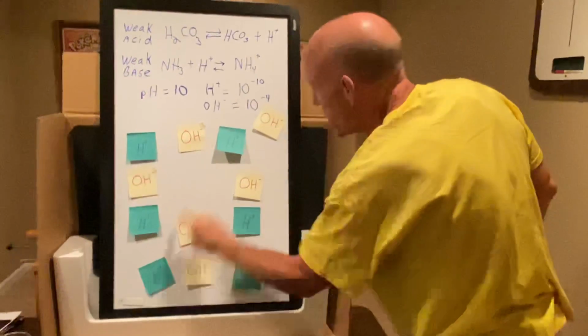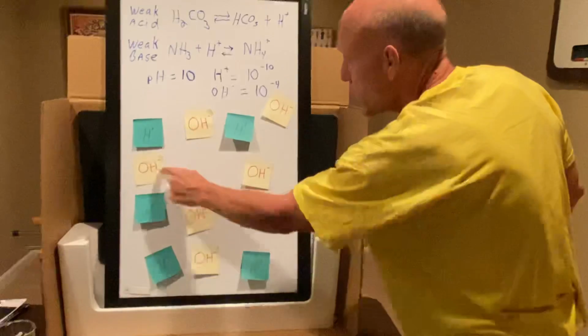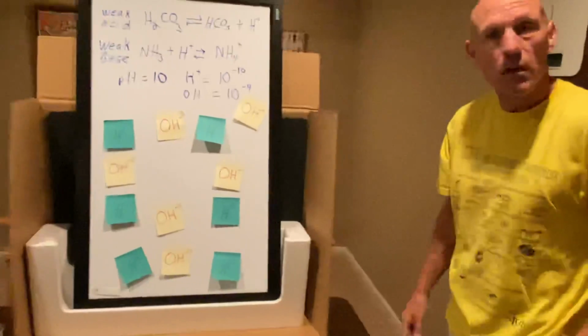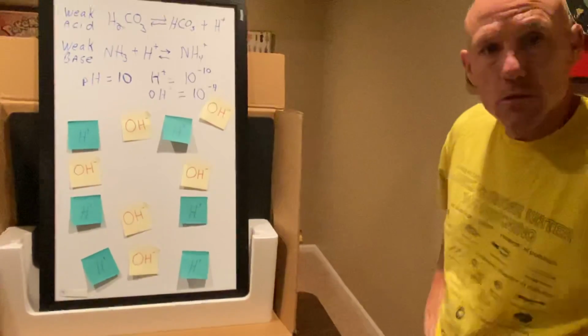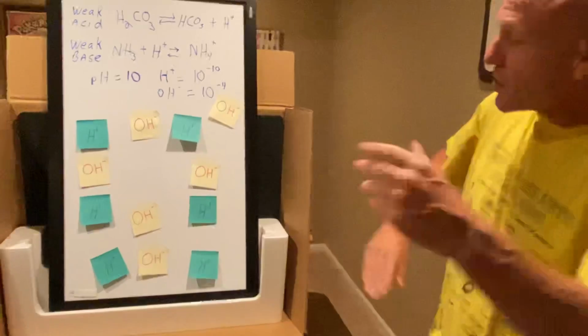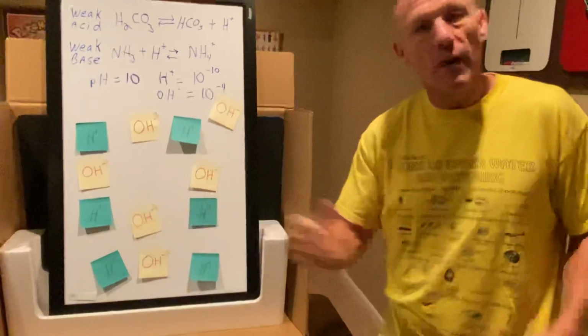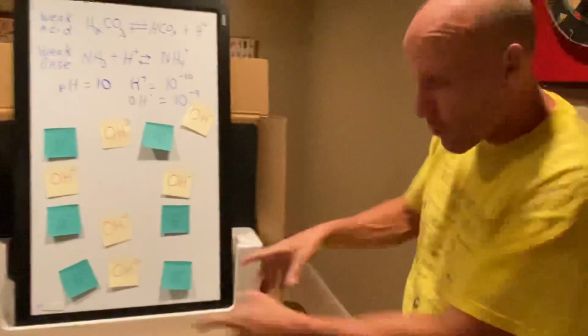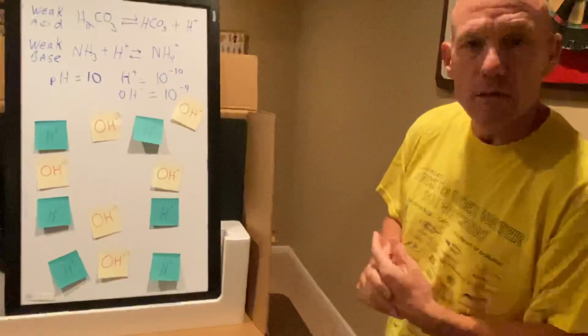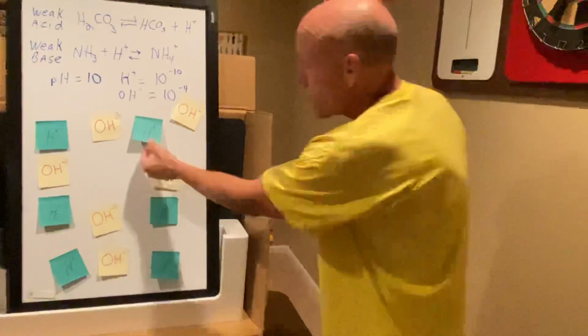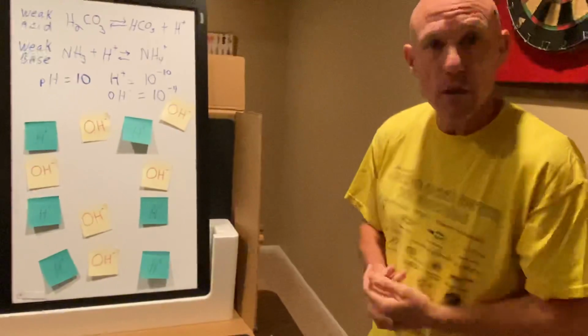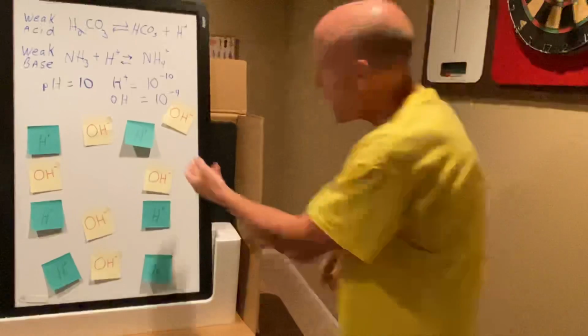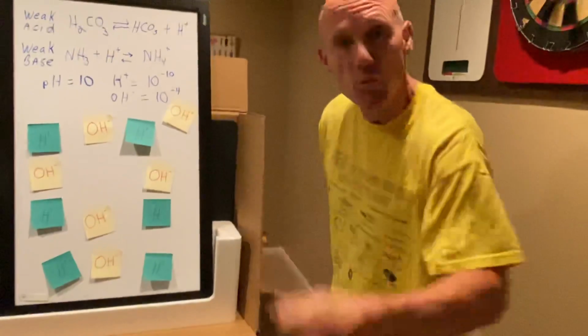We got 1, 2, 3, 4, 5, 6. 1, 2, 3, 4, 5, 6. What's the pH? Neutral. There's 7 hydrogen and 7 hydroxide. Now obviously there'd be a lot more in that beaker, but you get the idea. The minute I add more hydrogen, it becomes acidic. The minute I add more hydroxide, it becomes basic.